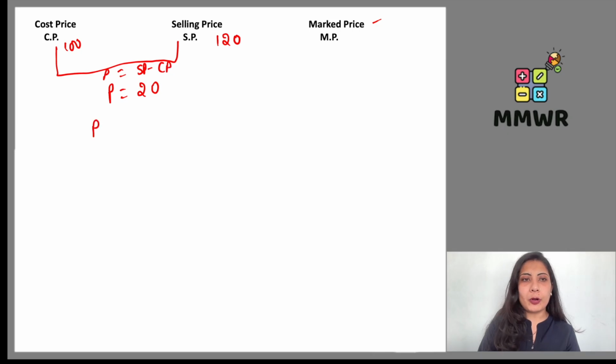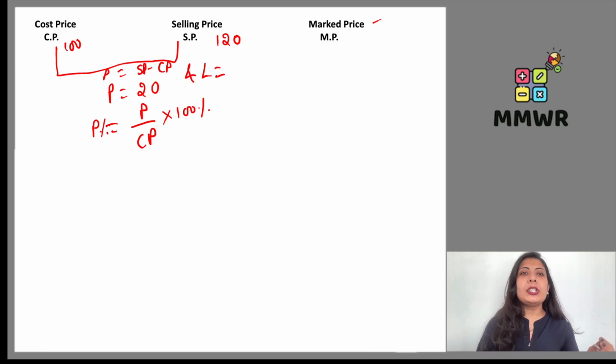If I have to find out the profit percentage, in that case I will be writing the profit value above, and profit and loss always get calculated over the cost price. So profit upon CP, this is the fraction way to represent it. Convert it into percentage just by multiplying it by 100%. The same formula can be created for loss also.